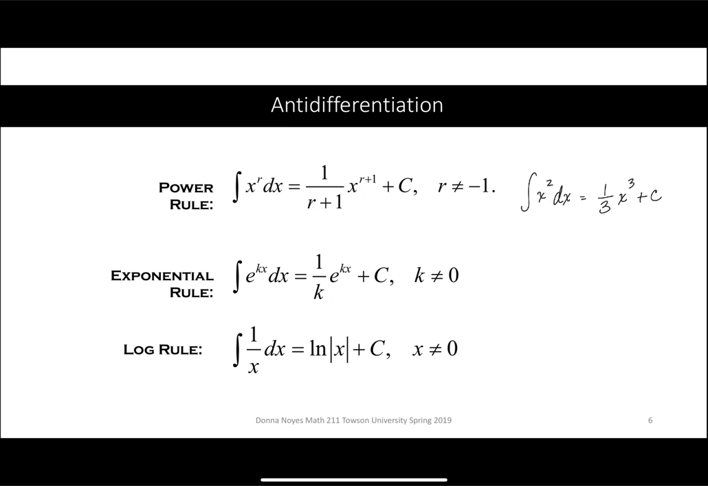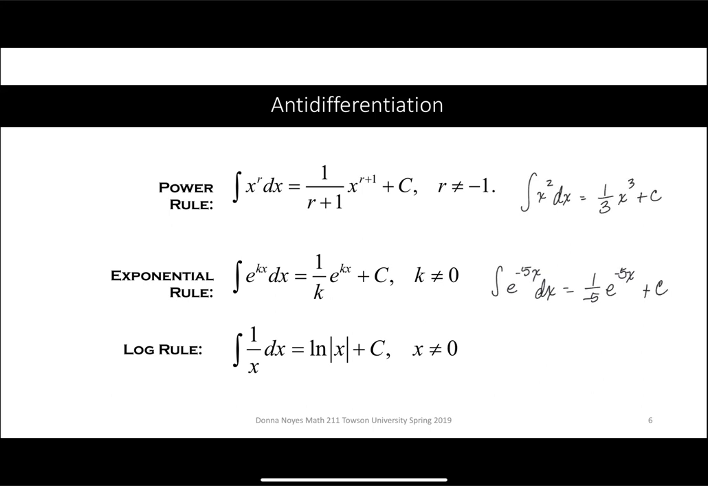Our exponential rule, which we also figured out, was if we have the integral of e to the kx dx, it is 1 over k times e to the kx plus c. So that was when we had something like the integral of e to the negative 5x dx. Well, that would be 1 over negative 5 e to the negative 5x plus c.